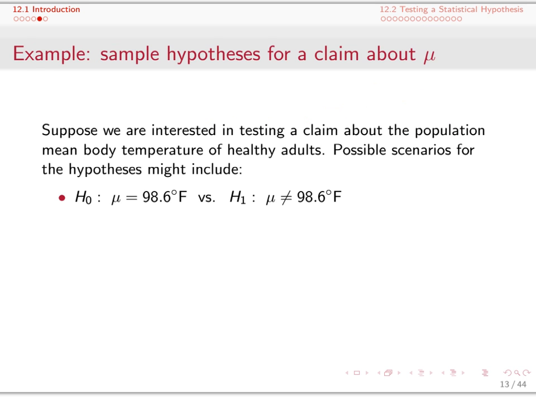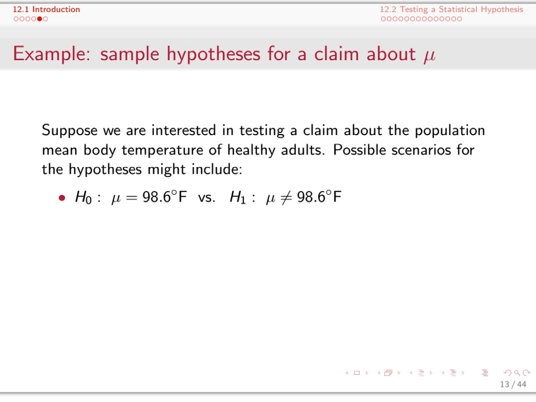So let's consider an example where we're talking about a particular scenario, and we'll look at the different types of options that we might have for the hypotheses that we'll define. Suppose we're interested in testing a claim about the population mean body temperature of healthy adults. Possible scenarios for our hypotheses might be the following.